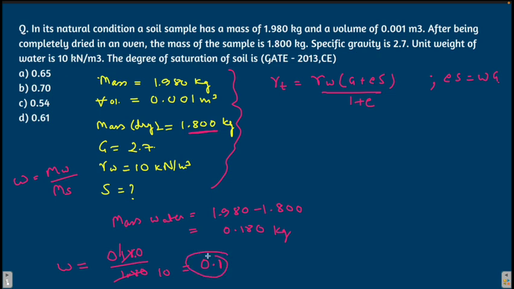See this calculation. Okay, now once we know the value of W, we can put it here, where gamma T is equal to gamma W. Instead of E, I'm writing WG, since ES is equal to WG. So I'm using this relationship multiple times, and instead of E I'll be writing WG by S.